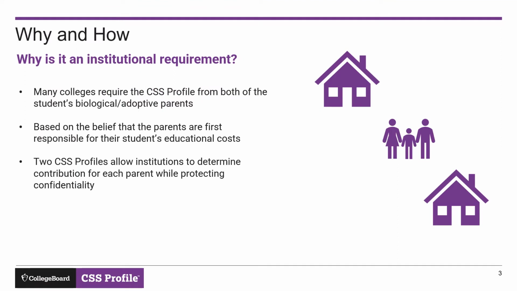When a college is making decisions about financial aid, it first looks at the student's parents. When those parents are no longer together, some colleges will require that each of the student's biological or adoptive parents complete the CSS profile for their own households. This allows the colleges to determine the financial aid eligibility of the student while ensuring the confidentiality of each household.